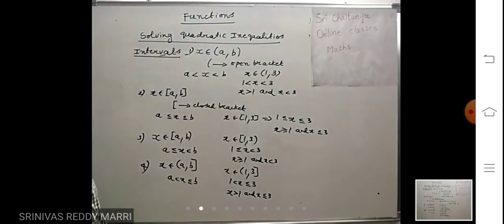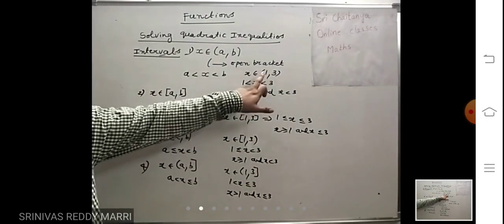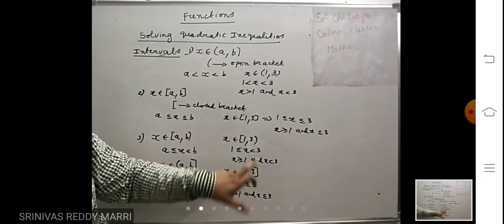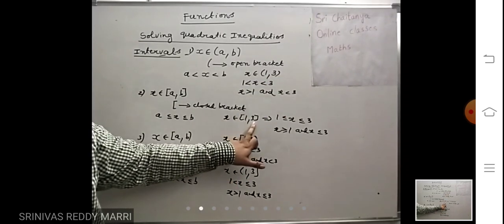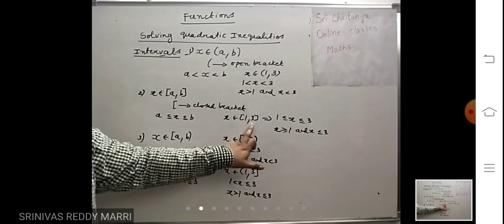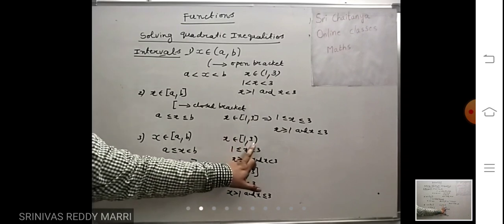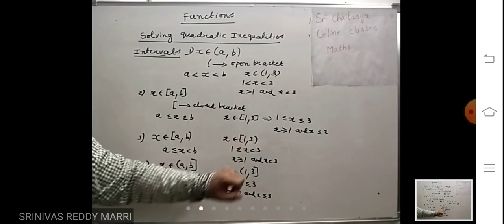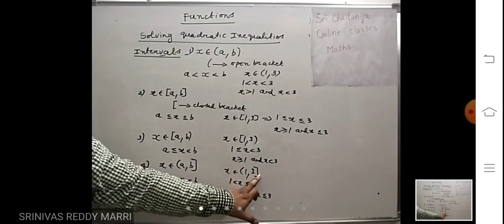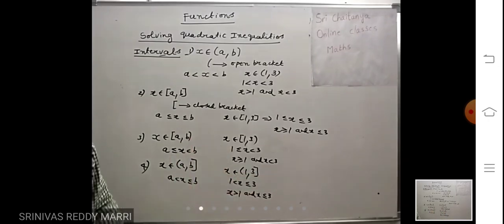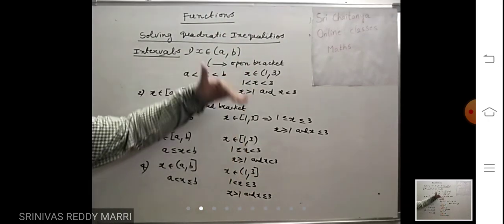These are the 4 intervals. Here, just strictly between 1 and 3, all the numbers between 1 and 3. This means all the numbers between 1 and 3, including 1 and including 3. This means all the numbers between 1 and 3, including 1, excluding 3. This means all the numbers between 1 and 3, excluding 1 and including 3. These are the 4 intervals you will come across.